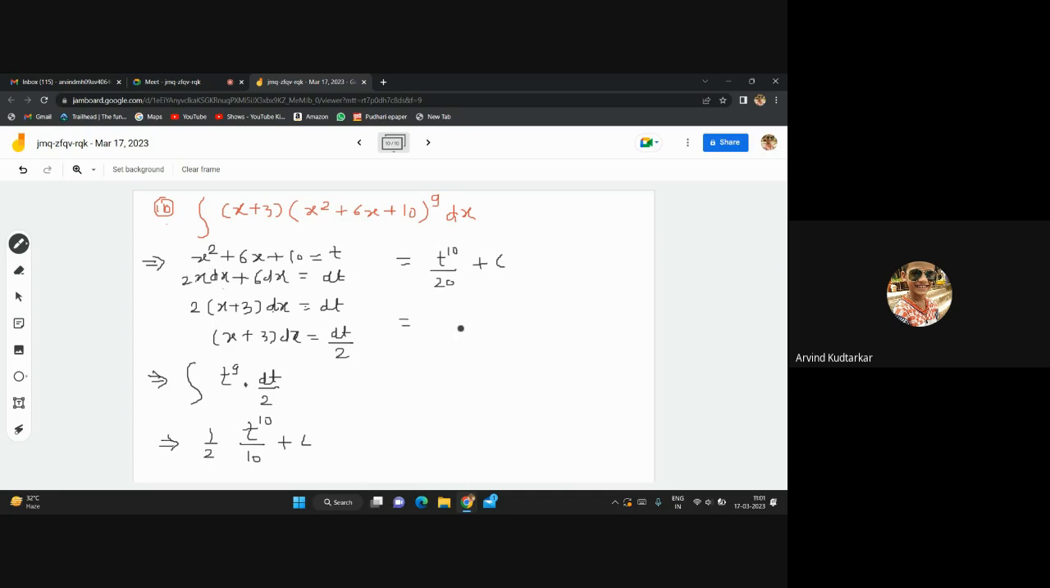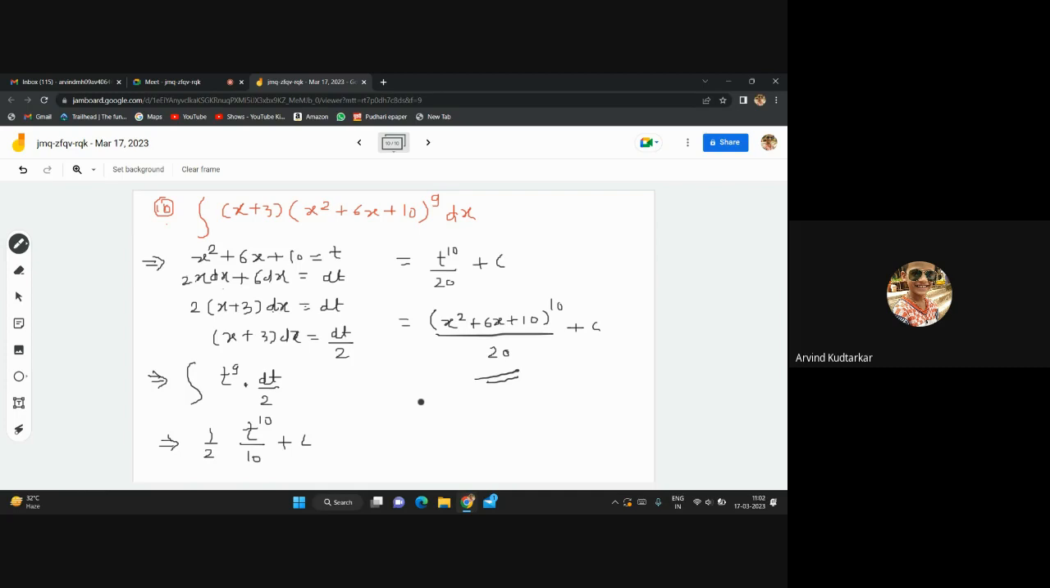So you have to do this substitution. So x square plus 6x plus 10 raised to 10 upon 20 plus c. This is the correct option.